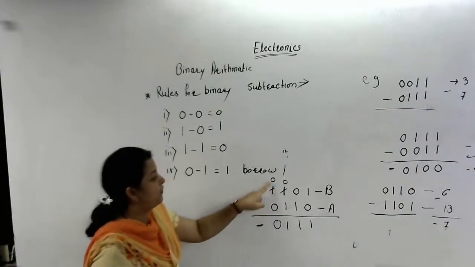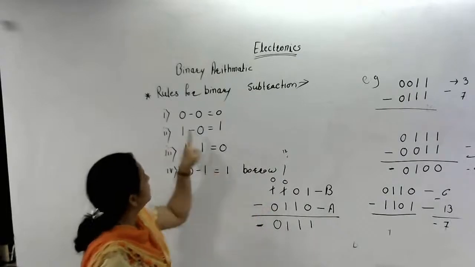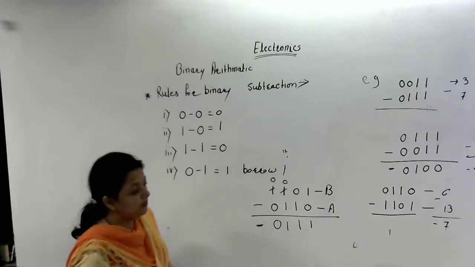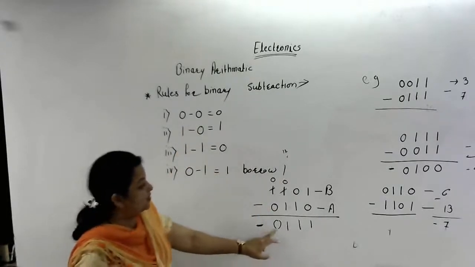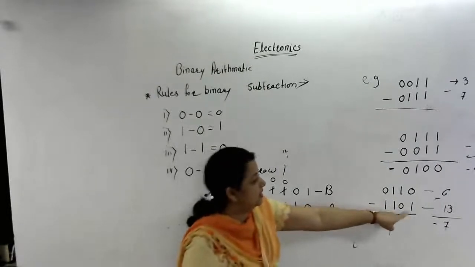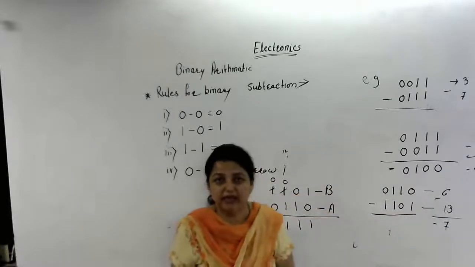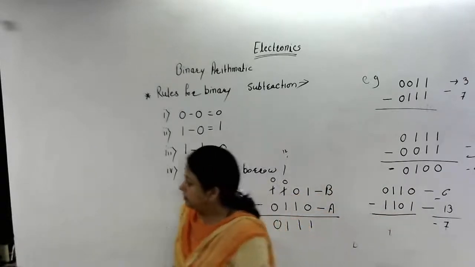Again, you have to borrow 1. So borrow 1 means here 0. Therefore, MSB says 0 minus 0. 0 minus 0 is 0. Like that, your answer is minus 7. Means if 6 minus 13, you have to perform 13 minus 6 with minus sign. Understand? Any question?